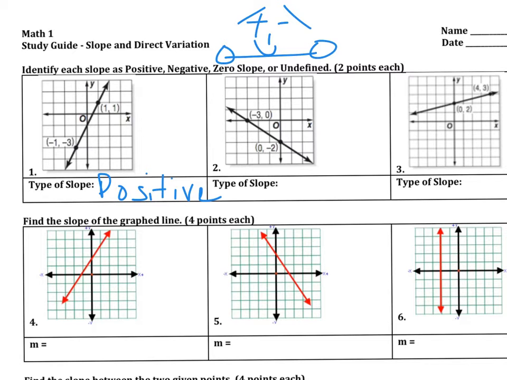Looking at the next one, I'm looking at it from left to right, and I notice that it has a negative slope. And number three is another positive slope.